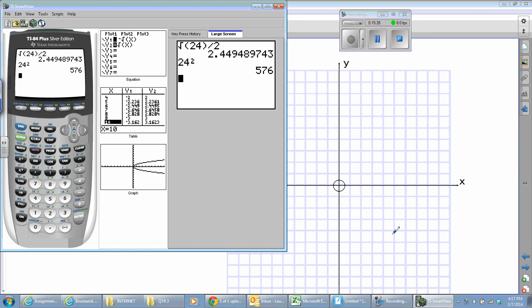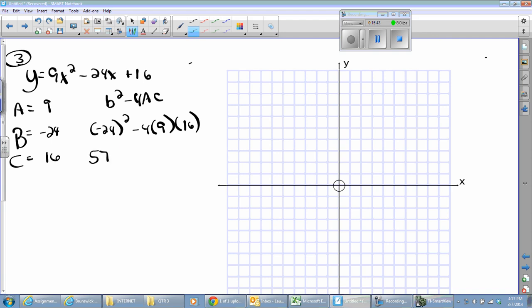Yeah, it sure is, 576. So we're at 576 minus 9 times 16. If I triple 16, I get 48, right? And if I triple that, I'm going to get 144. If I double that, I'm going to get 288. And if I double that, I'm going to get 576. So this discriminant is going to equal 0.